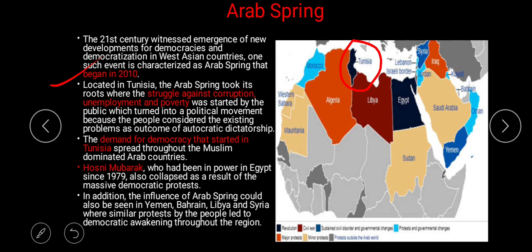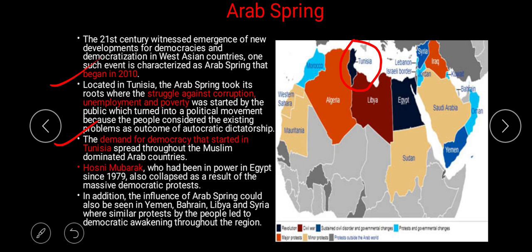So it had started in Tunisia, and later this movement inspired the countries of other parts of the Arab world also. You can see here the demand for democracy that started in Tunisia spread throughout the Muslim-dominated Arab countries. In all the Muslim-dominated Arab countries, this was sparked, we can say.